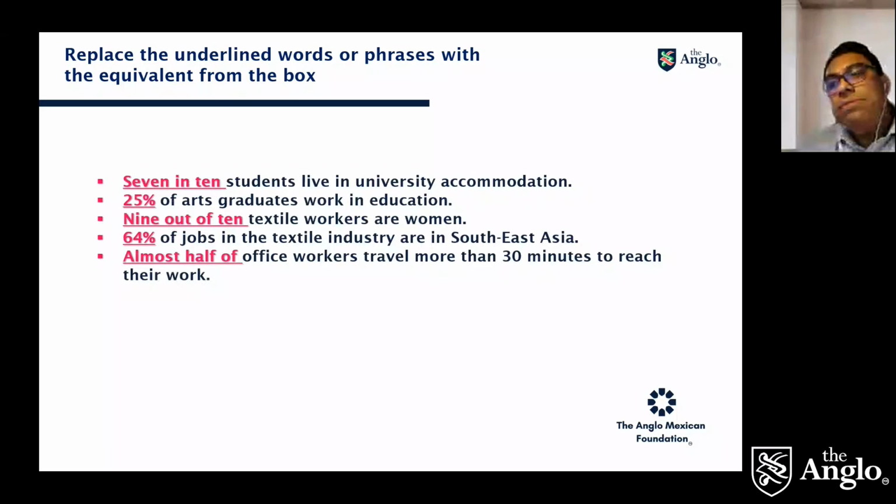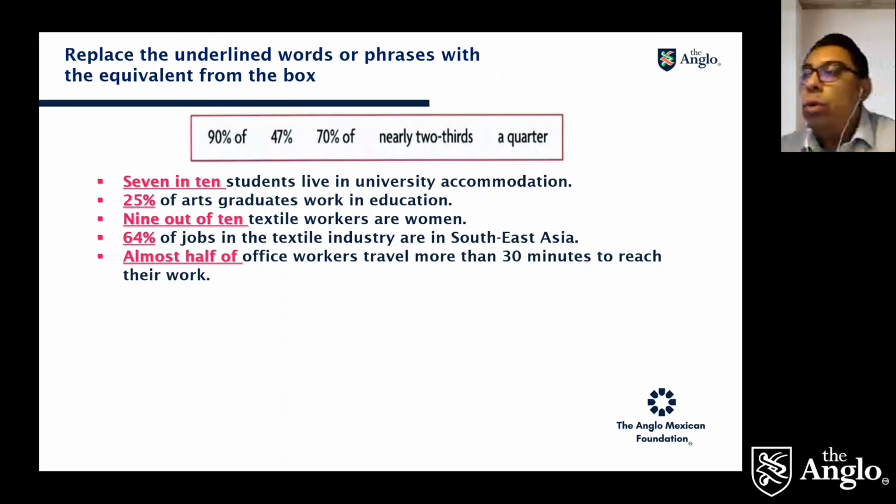So I have here 5 sentences in which I have highlighted some expressions that I want you to work with, okay? So you have 7 in 10, 25%, 9 out of 10, 64%, and almost half of, okay? So now what I want you to do is to replace these highlighted phrases with one of the expressions that you have in the box. For example, the first one, 7 in 10 corresponds to which one? Every 7, or 7 in every 10 is the same as. These should be total synonyms or very close synonyms.